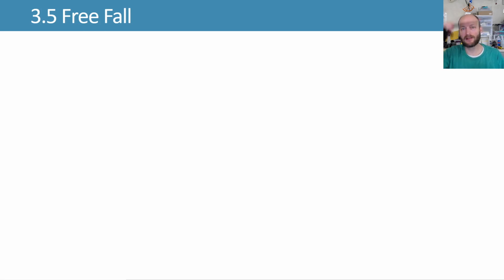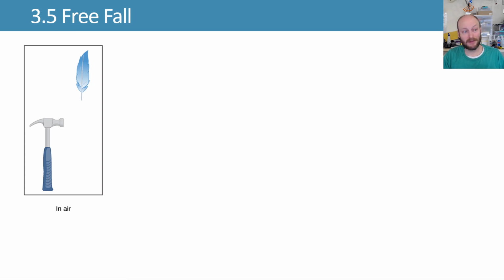When you drop an object, it falls. When you do this in air, sometimes there's aerodynamic drag that will make denser objects fall faster because the drag is less significant compared to less dense objects like feathers that have high surface area, high drag, and they'll fall a lot slower.